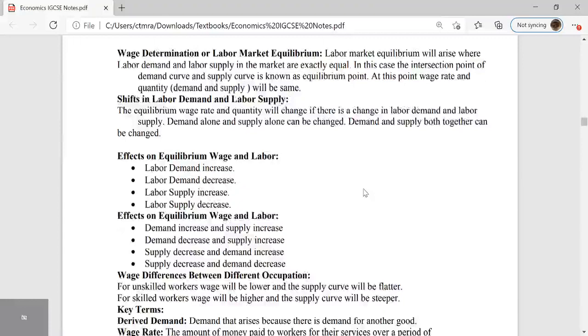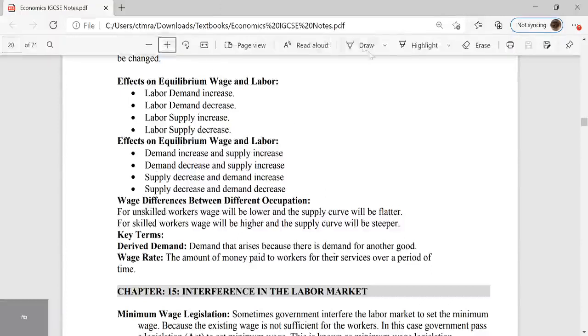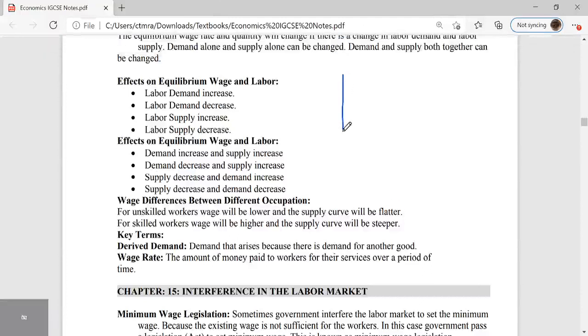Next we have the wage differences between different occupations. We stopped at this point. See that the wage is different for different kinds of occupation. So why is that? Let's see it graphically.